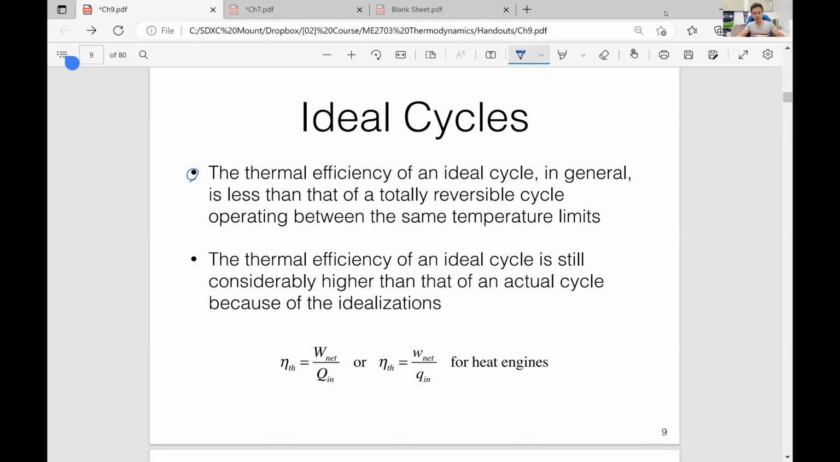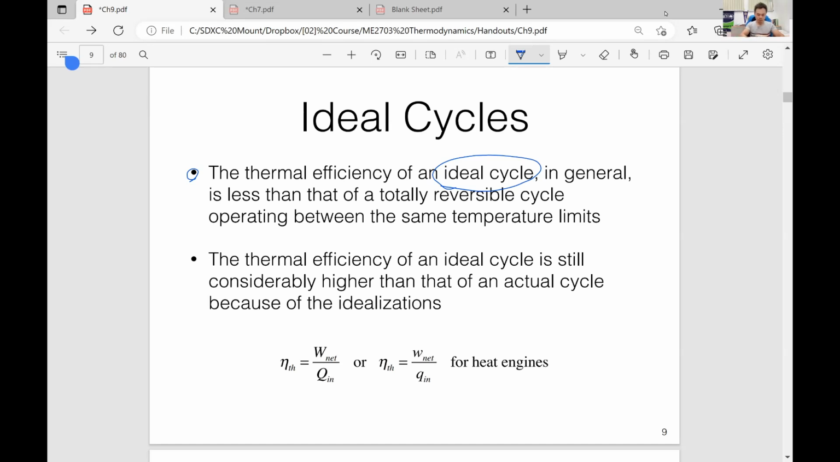The efficiency of an ideal cycle in general is less than that of a totally reversible cycle operating between the same temperature limits. Okay, because totally reversible is internally reversible, it's also externally reversible. But an ideal cycle is only internally reversible. So the thermal efficiency of an internally reversible cycle is still less than the efficiency of a totally reversible cycle if these two cycles are operating between the same two temperature limits.